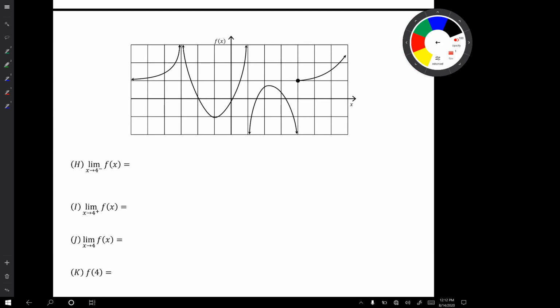Now we have 4 questions having to do with the behavior of the graph around x equals 4. First, we start with this limit. That's the limit from the left at x equals 4. So that refers to this portion of the graph. So notice we have a vertical asymptote with line equation x equals 4, and the graph goes down along that asymptote on the left side.